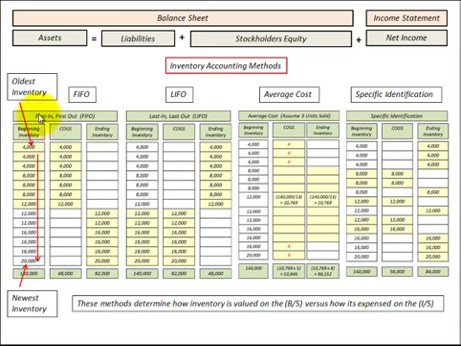The examples I'll go through here I'll have listed in table form, where I've got the oldest inventory listed on the top, and then as we move down the table, that would be our newest inventory.